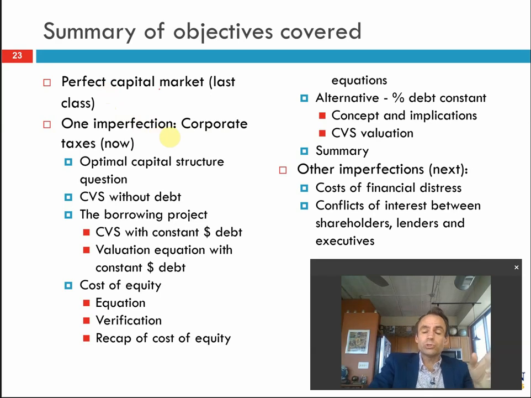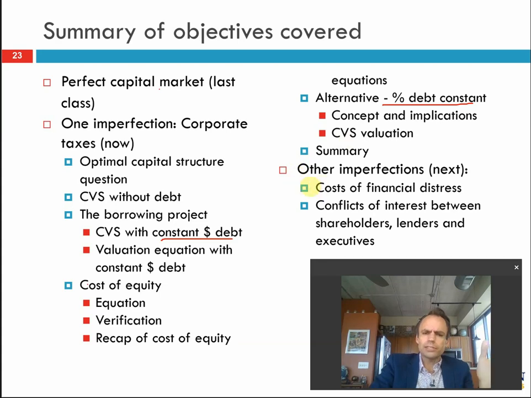We had two alternative versions of leverage. We said you can have a constant dollar amount of debt or a constant percentage of debt, and they have different implications for the cost of equity. But we still end up with the case that you maximise value by just taking on all of this debt. That doesn't happen in reality. So in upcoming classes, we can consider why not.